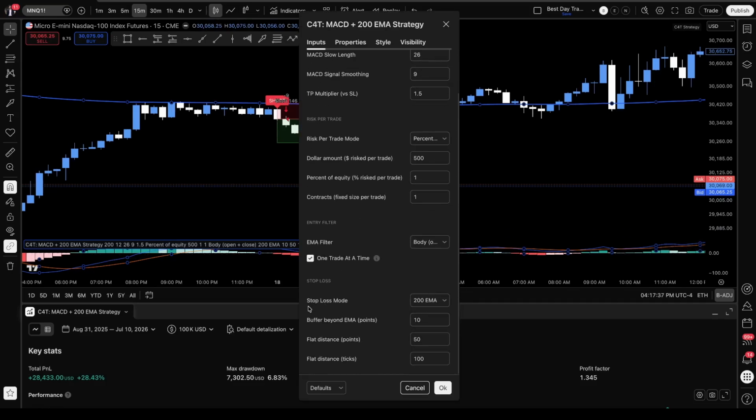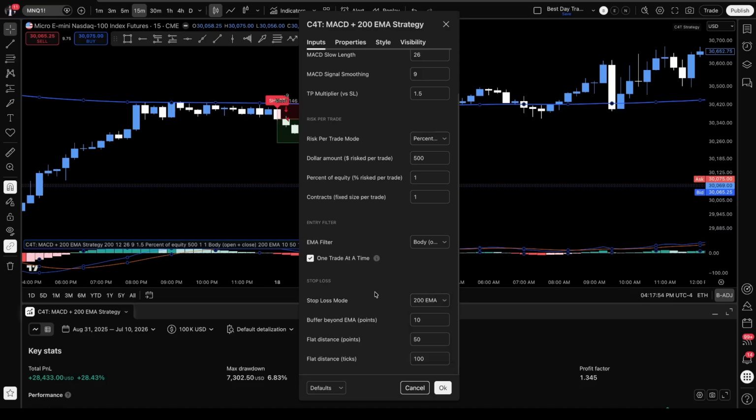And here you can put the stop loss. I changed the stop loss. You can change it however you would want. You can do a flat amount, flat ticks. You can do a buffer. For example, the buffer is maybe you want it to go slightly below the moving average or slightly above the moving average, however you would want.